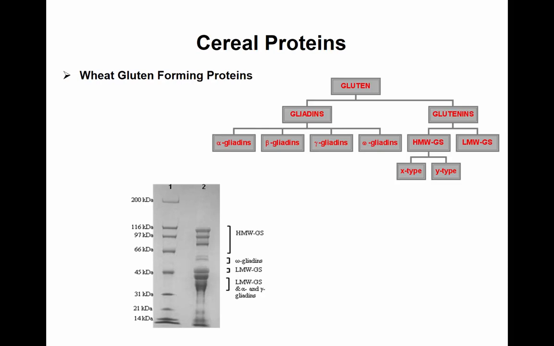So usually you have three distinctive high molecular weight subunits, and then you have the omega gliadin somewhere here, and then just above 45, around probably 50 or so, is your low molecular weight glutenins. And then here you have a combination of low molecular weight glutenins and alpha, actually beta and gamma gliadins.